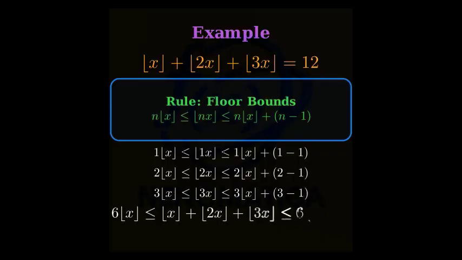Step 2. Sum the left sides, sum the middles, and sum the right sides of those three inequalities. This gives 6 times floor of x is less than or equal to the sum, which is less than or equal to 6 times floor of x plus 3.